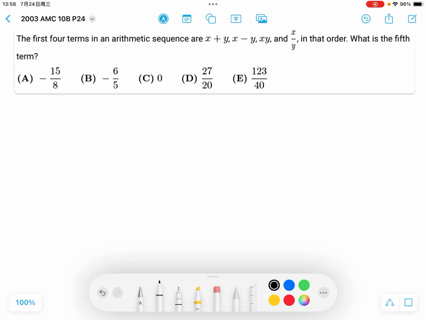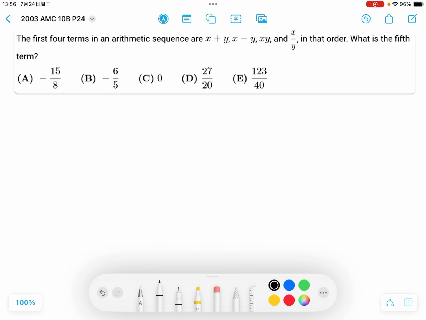Today we're going to talk about 2003 AMC 10B Problem 24. The first four terms of an arithmetic sequence are x plus y, x minus y, xy, and x over y, in that order. So what is the fifth term? And we have 5 options, A, B, C, D, E.